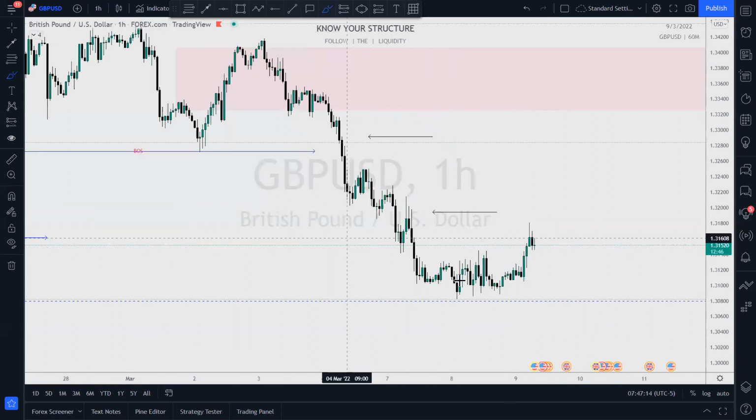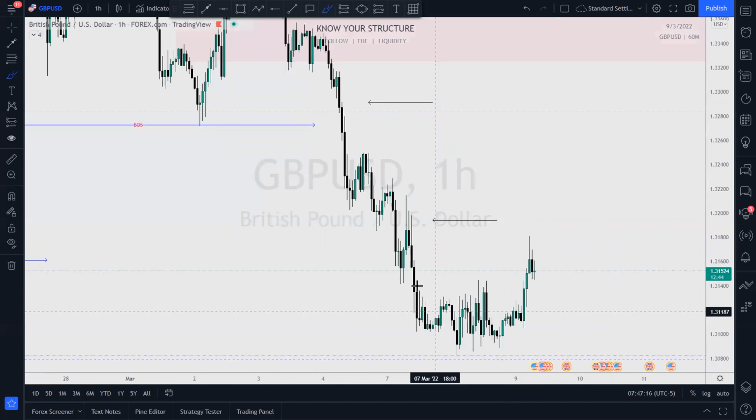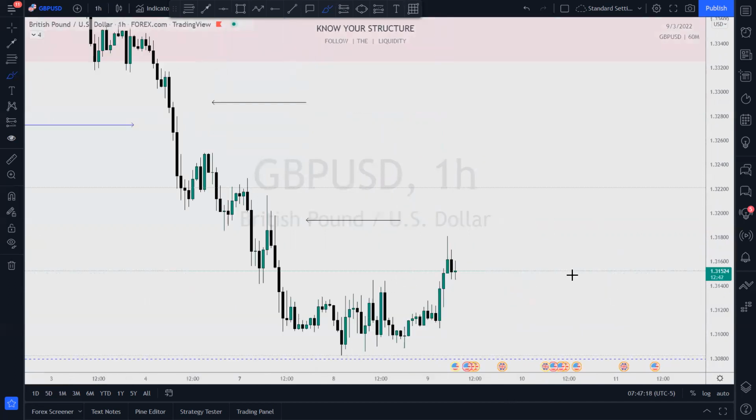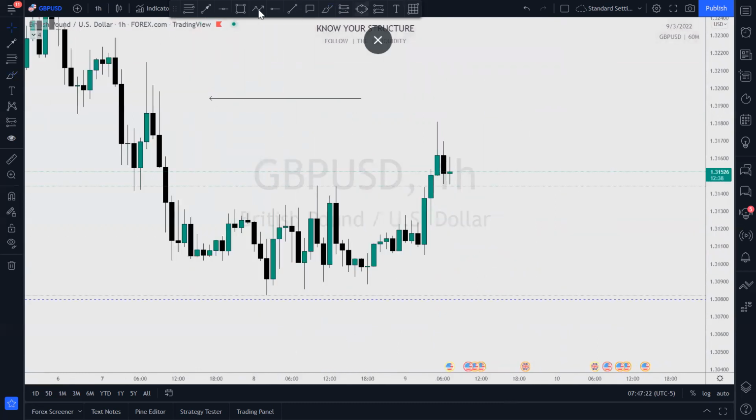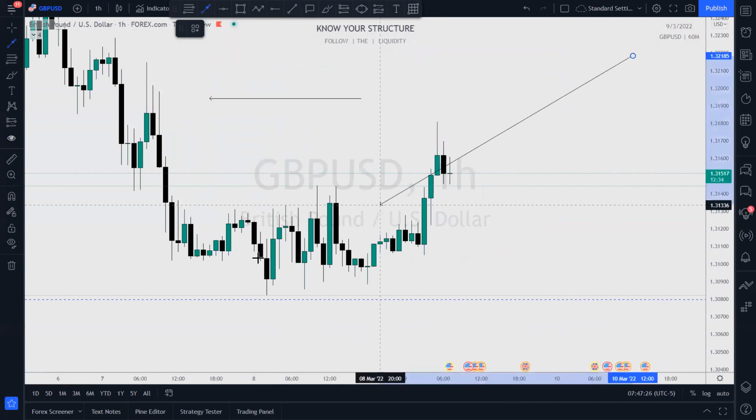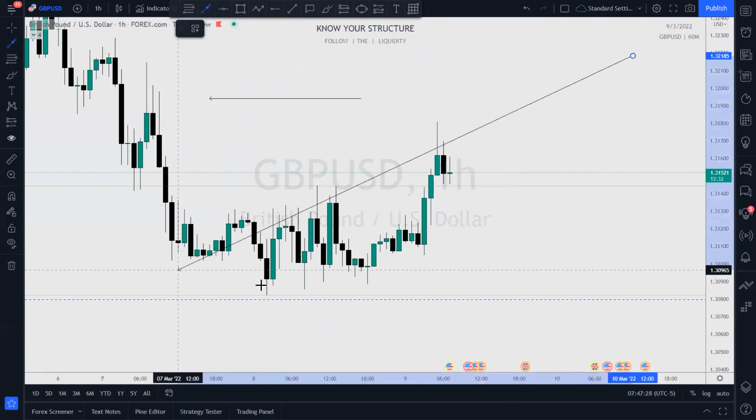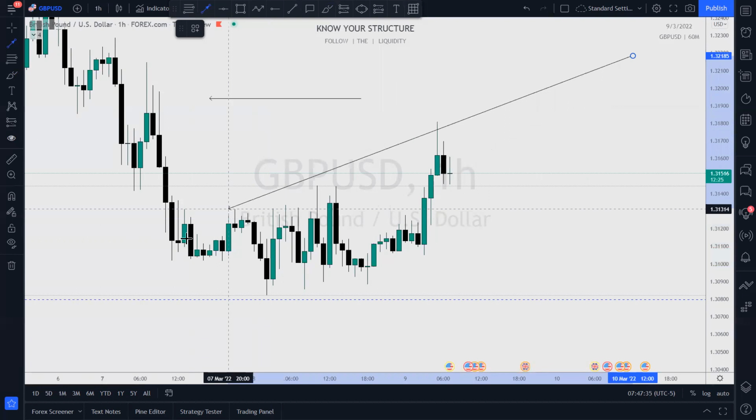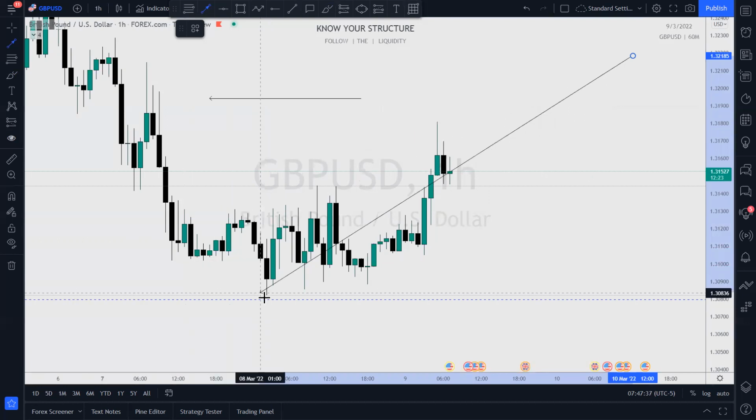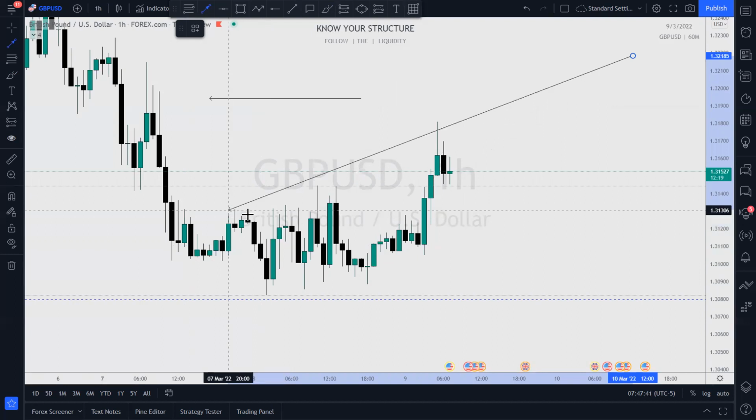I'm going down to the 1 hour, and you can see as price came down here, let me use an aid here. You can see that price made this low, broke that low. This is the lowest point. So when it breaks that low, I'm looking for the swing high that caused that low. And that would be here.